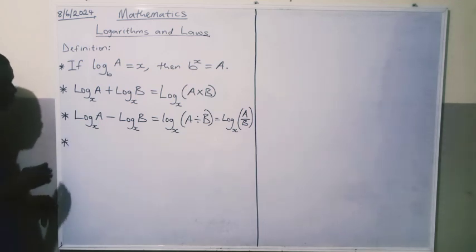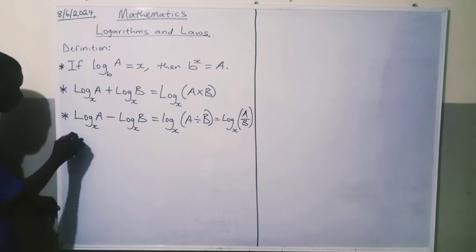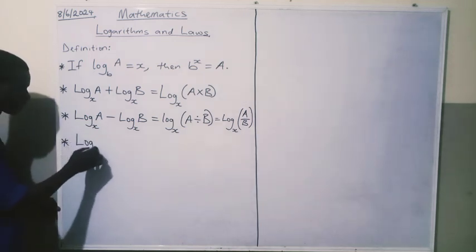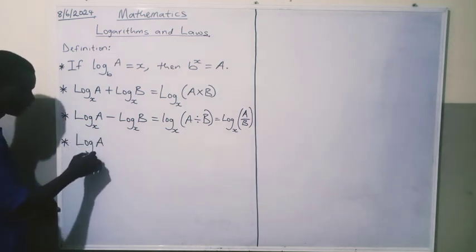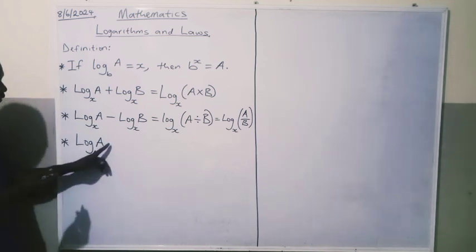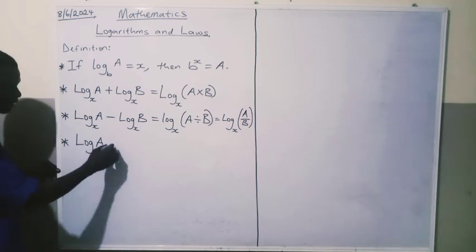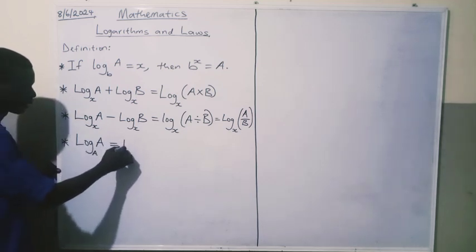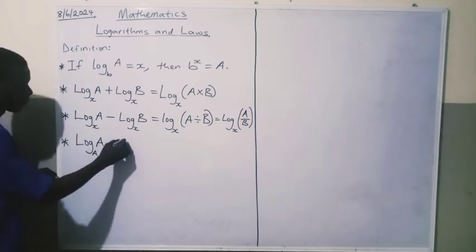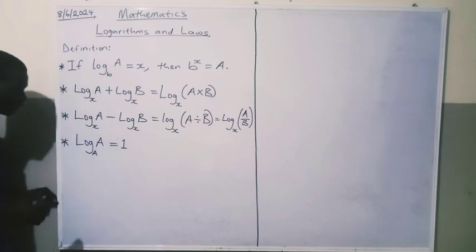The fourth law of logarithm says this: log a to base a. When you have log of a number to the same base, you see that these two are exactly the same thing. So log a to base a is equal to 1. That's law number 4 according to the laws of logarithm.